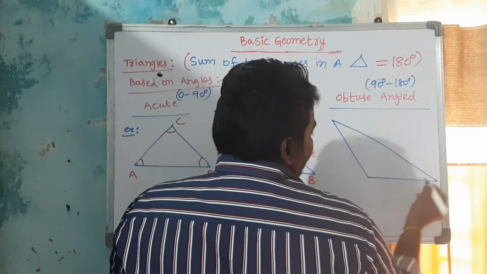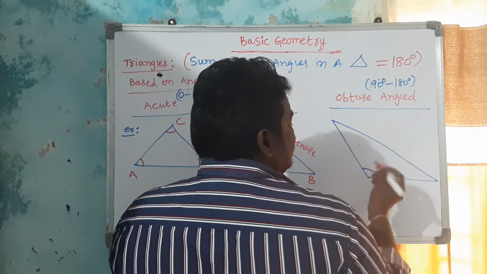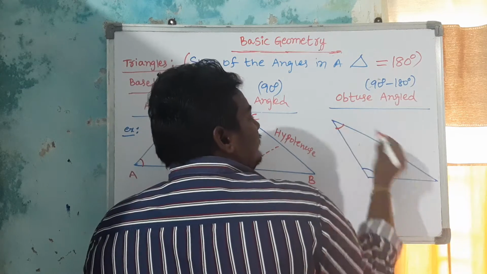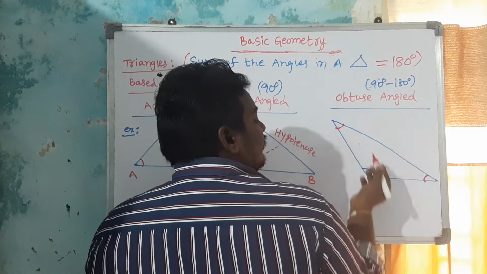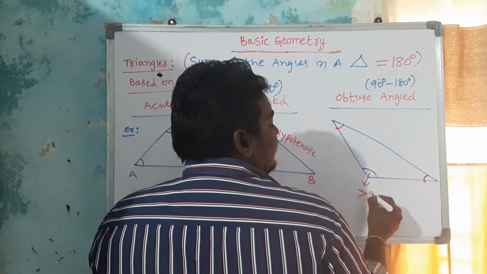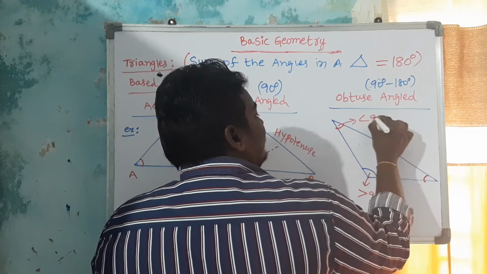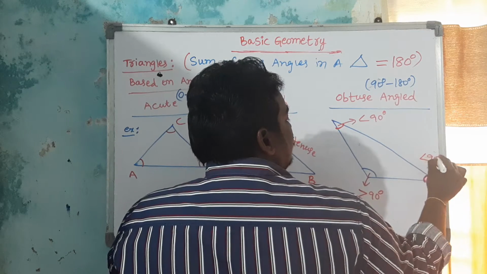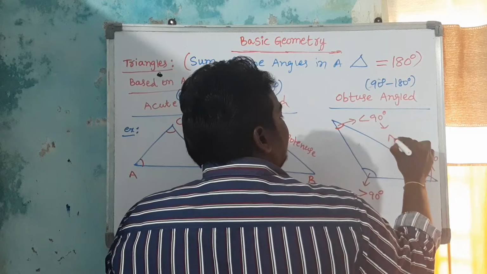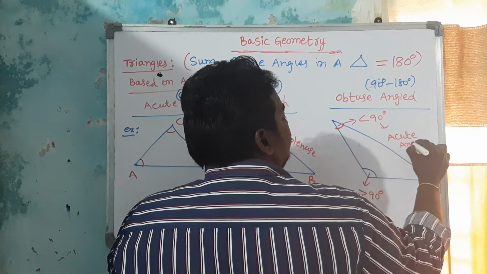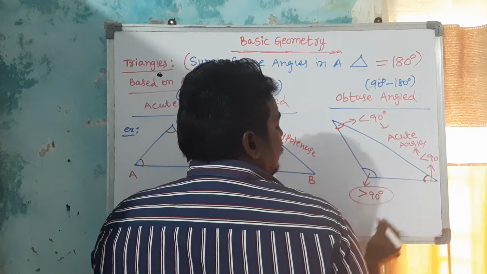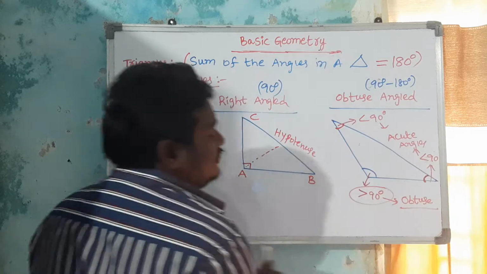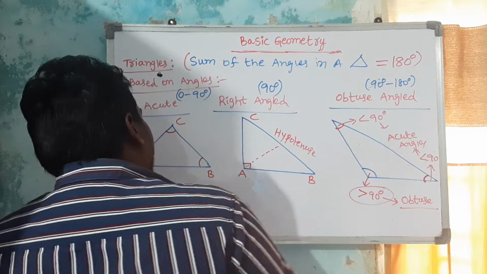Because already greater than 90 is done, the remaining angles compulsorily must be below 90. So this is greater than 90, and this should be less than 90, and this one also should be less than 90. So I can call them acute angles. This one is above 90, so I can call it an obtuse angle triangle.